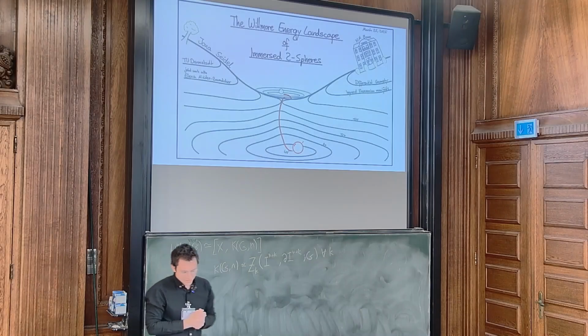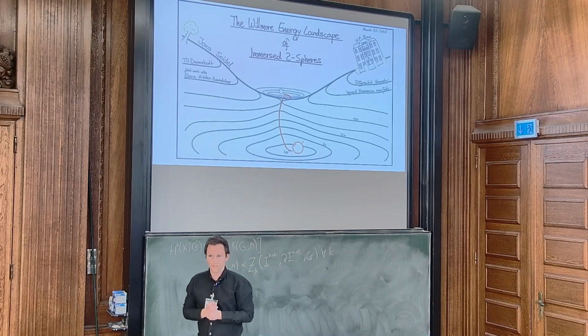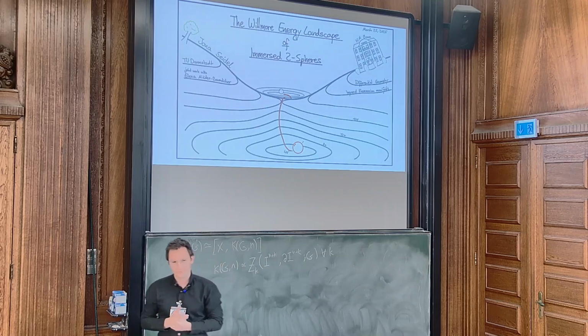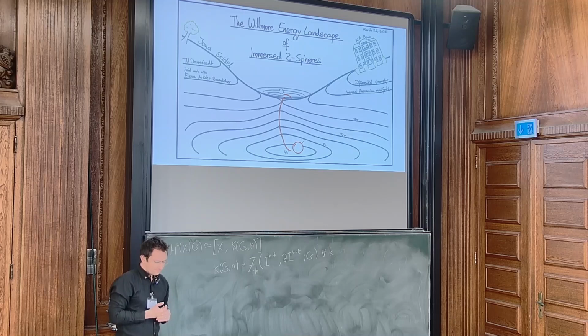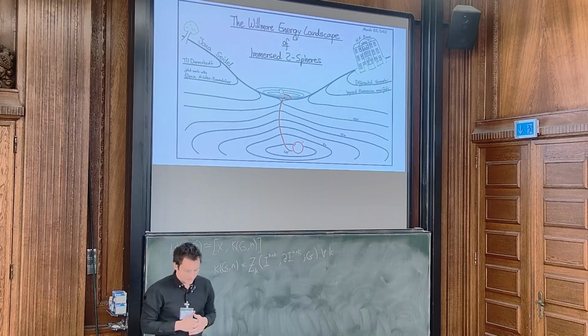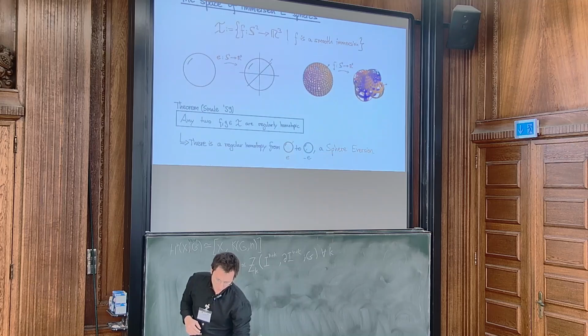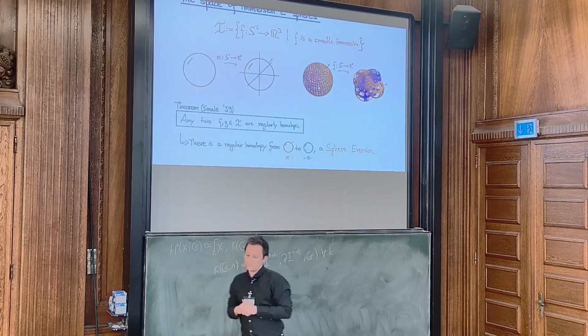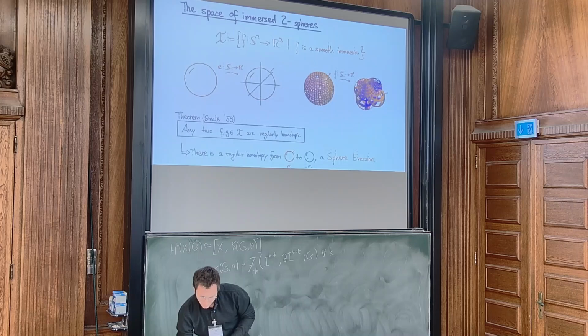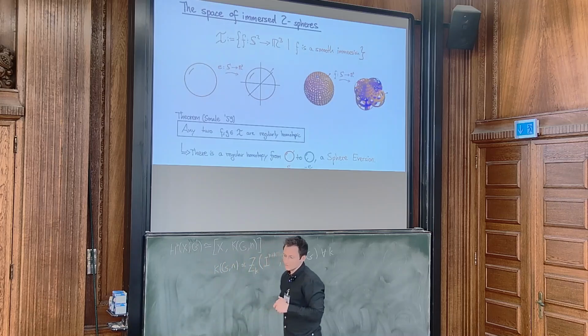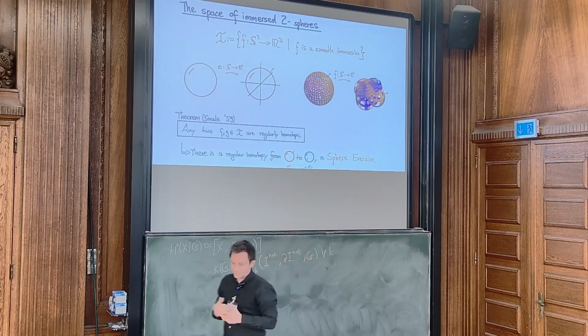So in 10 minutes, I want to show you a long-standing open problem and some recent results which do not solve the open problem, but which are motivated by it. And all of this involves the space of immersed two spheres in R3 and the Willmore energy. So the space of immersed two spheres for this talk will be the maps from S2 into Euclidean 3-space, which are smooth immersions.